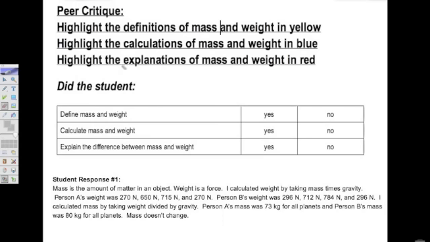So there is a student response. Let's see what we're asked to do. First step is to highlight the definitions of mass and weight in yellow, highlight the calculations of mass and weight in blue, highlight the explanations of mass and weight in red. And then you will answer the following questions. Did the student define mass and weight? Yes or no. Calculate mass and weight? Yes or no. And explain the differences between mass and weight? Yes or no. So, I need you to pause the video and do that now.